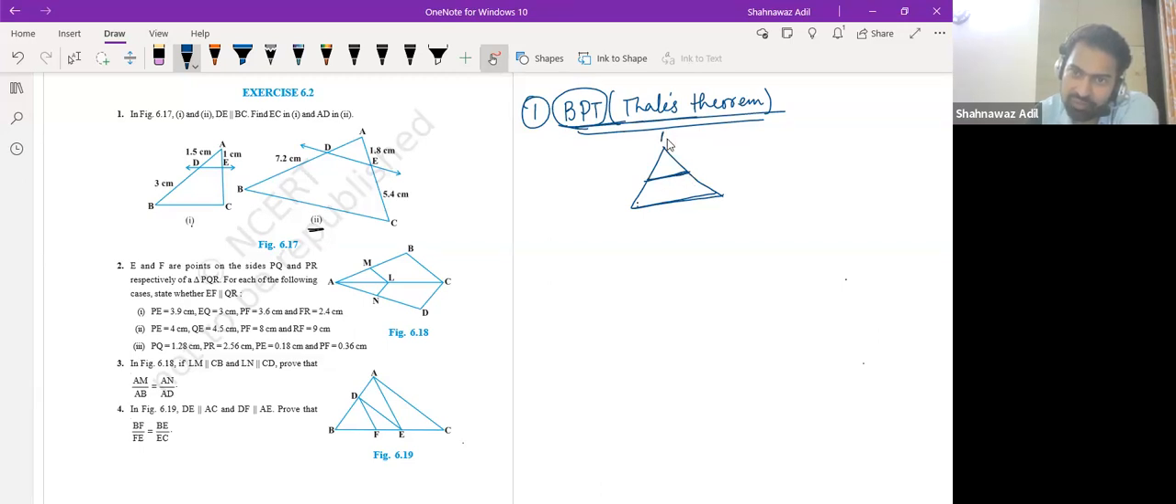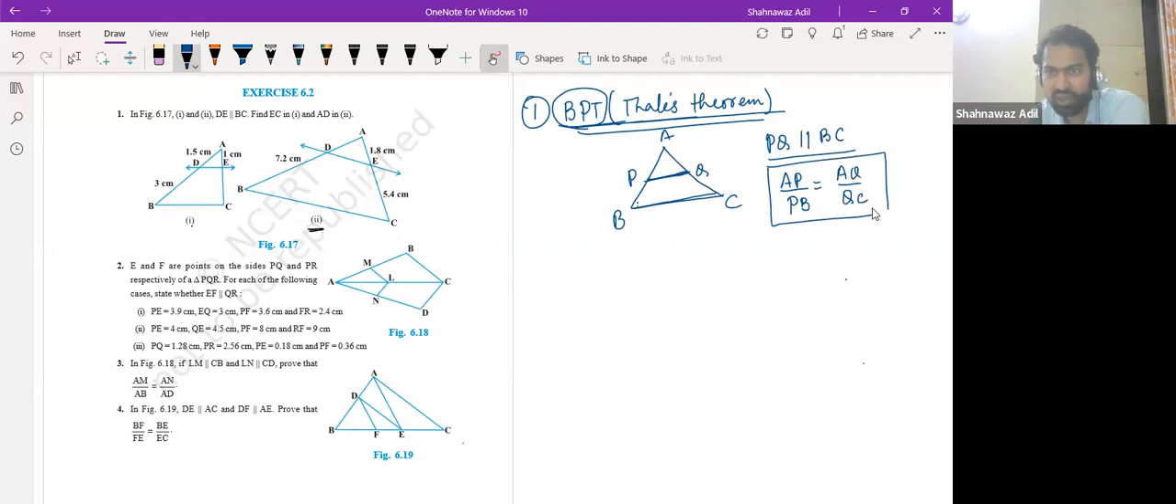So whenever this PQ is parallel to BC, then you have AP by PB equal to AQ by QC. Right, this is the BPT, everyone? Yes, sir. And you can also write this as AP by AB equal to AQ by AC, just the extension of this one.